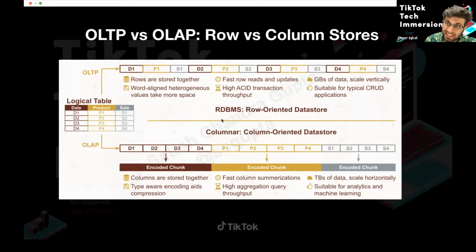Another way to organize this data is to use what's called a column-oriented data store, where I actually store the columns together, right? So all the dates are stored together, all the products are stored together, all the sales are stored together, etc. And there are several advantages from doing this. One very big advantage is that I can actually get much better compression.